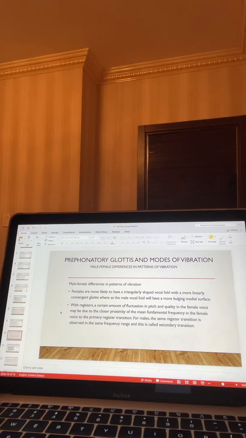As far as registers, a certain amount of fluctuation in pitch and quality in the female voice may be due to the closer proximity of the mean fundamental frequency in the female voice to the primary register transition. So for males, the same register transition is observed in the same frequency range, and this is called secondary transition.